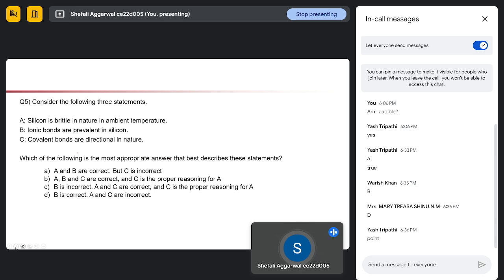Consider the following three statements. A: Silicon is brittle in nature at ambient temperature. B: Ionic bonds are prevalent in silicon. C: Covalent bonds are directional in nature. Which of the following is the most appropriate answer that best describes these statements? Both A and B are correct, but C is incorrect. A, B, and C are correct, and C is the proper reasoning for A. B is incorrect, A and C are correct, and C is the proper reasoning for A. B is correct, A and C are incorrect. Any idea?